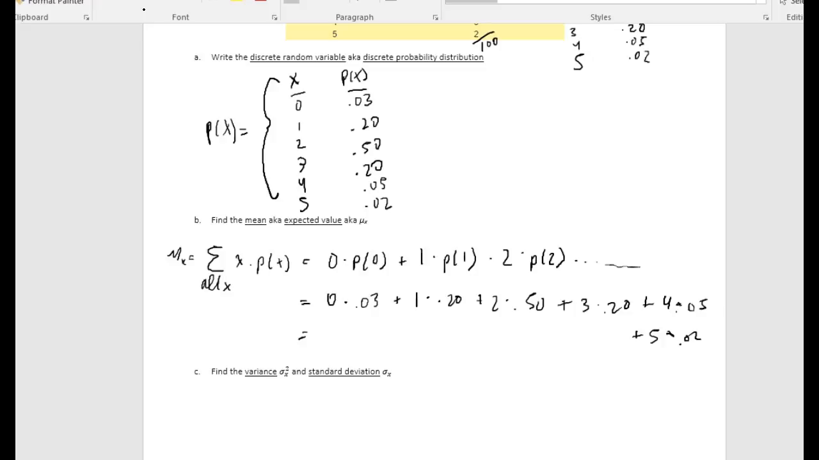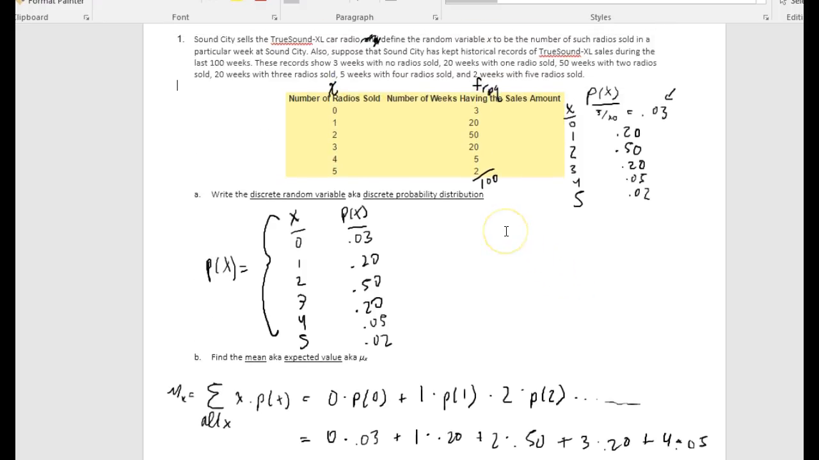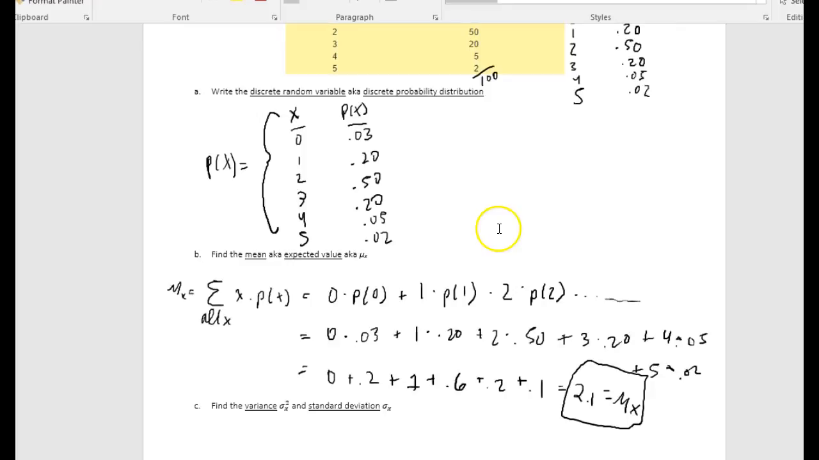We add all those up. This first one goes to 0, so we'll go ahead and do that. 0 plus 0.2 plus 1 plus 0.6 plus 0.2 plus 0.1 all equals 2.1. So that's our mu of x, our expected value. And this would be to say that the average number of radios sold in any week is going to be 2.1.